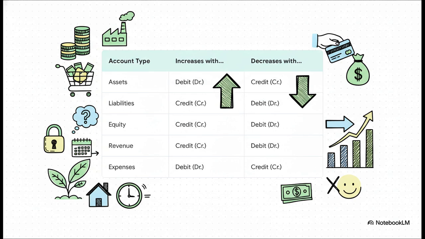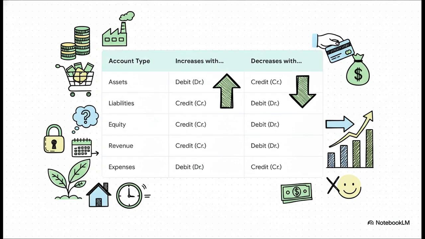So to increase an asset, you debit it. You make an entry on the left side. Makes sense, right? Now look at the other side of the equation. Liabilities. That's what the company owes, like a bank loan. And equity. That's the owner's stake in the company. To increase either a liability or an equity account, you credit it. You make an entry on the right side.